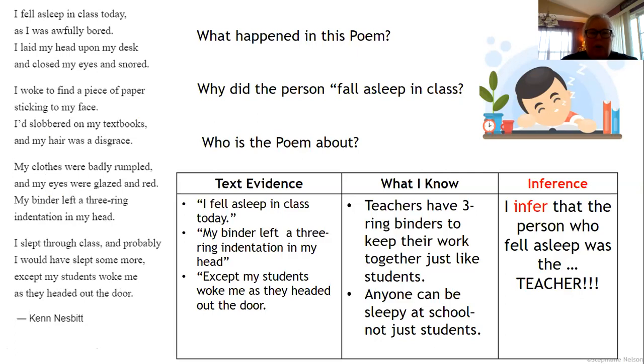So, who is the poem about? It was about a teacher. So I infer that the person who fell asleep was the teacher. It didn't come out and tell me that the teacher fell asleep in class. Did not say that. I had to infer that from what I saw in the text and what I already know.